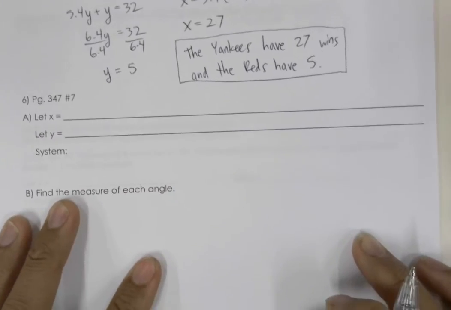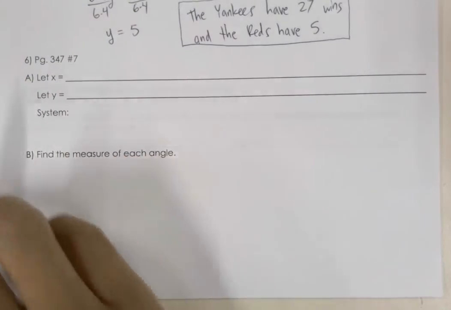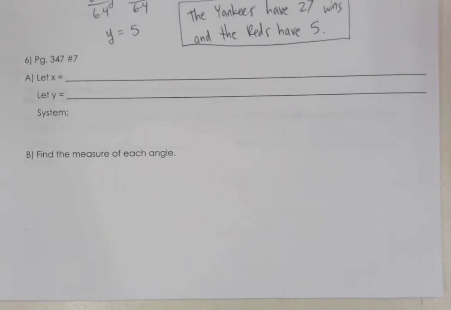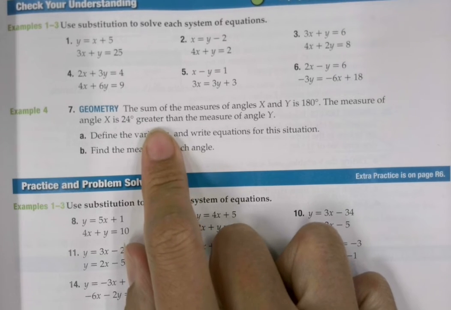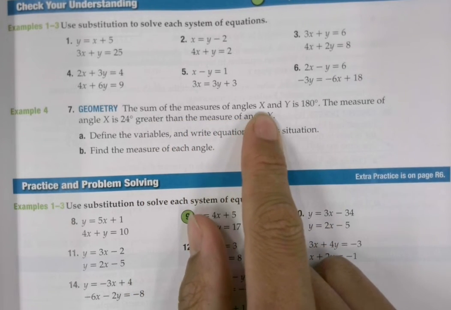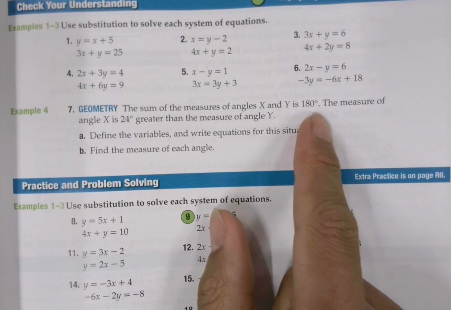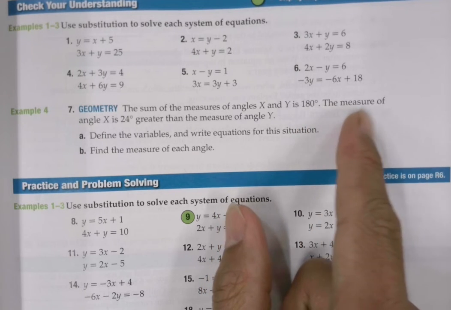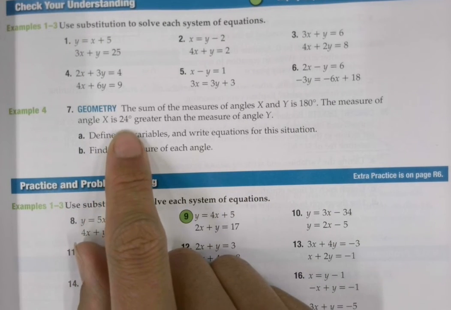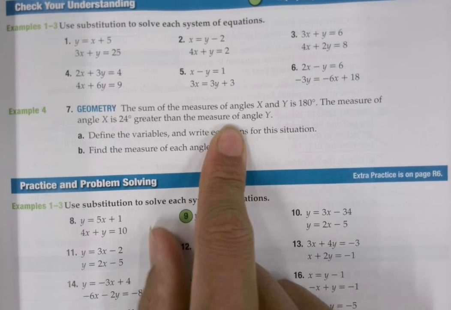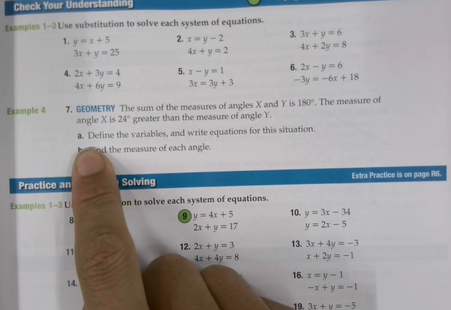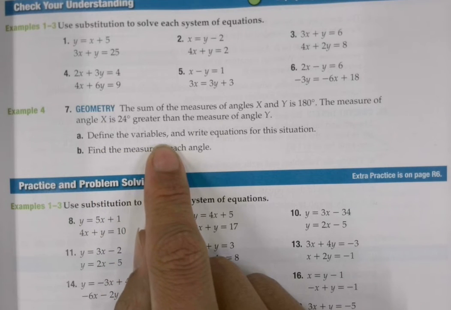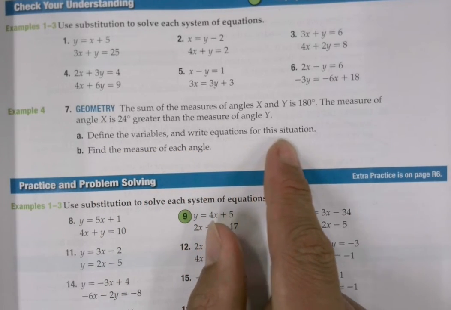All right, so our next problem is number 7 on page 47, which is right here. The sum of the measures of angles X and Y is 180 degrees. The measure of angle X is 24 degrees greater than the measure of angle Y. All right. Part A asks us to define the variables and write equations for this situation.